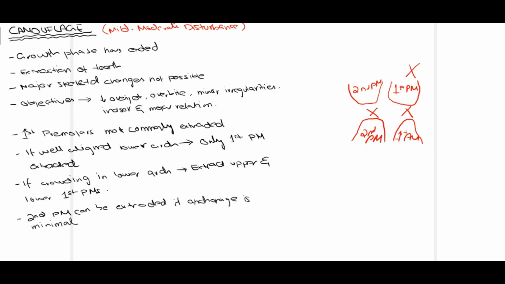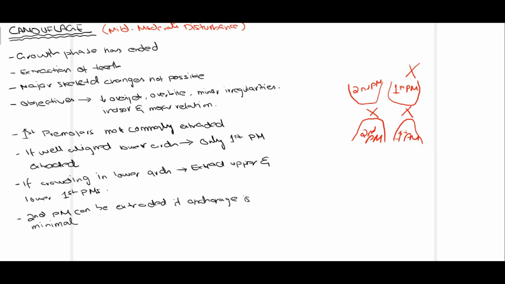Now, most commonly we extract the first premolars, and if the arch is really well aligned, for example the lower arch, only the upper first premolar is extracted. Now in some cases crowding may be present in the lower arch as well. When that's the case, we extract the maxillary and mandibular first premolars as well. Now, in some cases, anchorage is also required. In those cases, we can also extract the second premolar. So this is all about camouflage treatment in patients where growth has ceased and the patient has mild to moderate disturbances. In those cases, we can do camouflage treatment in order to achieve better functional and aesthetic results for the patients.